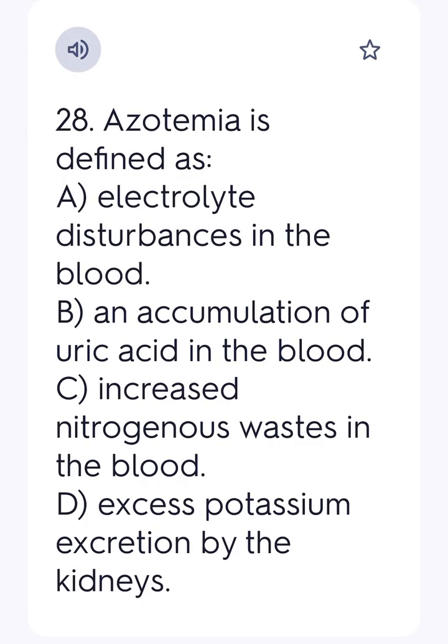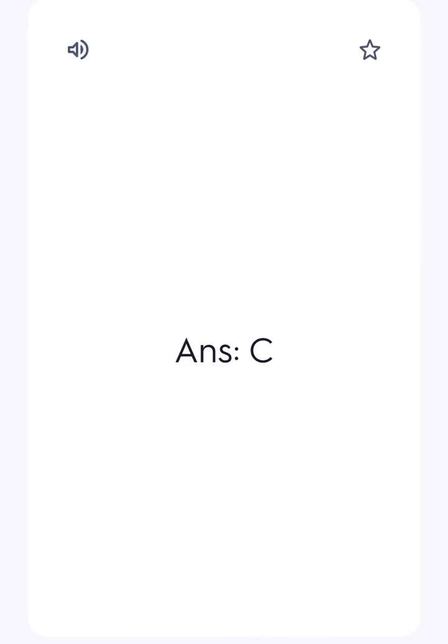28. Azotemia is defined as A. Electrolyte disturbances in the blood. B. An accumulation of uric acid in the blood. C. Increased nitrogenous wastes in the blood. D. Excess potassium excretion by the kidneys. Ans, C.